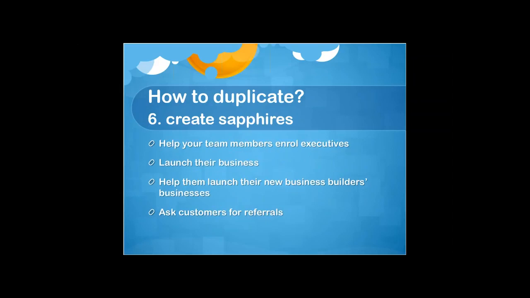So what you want to do is become a Sapphire yourself and create Sapphires. So help your team members to enroll executives. So rather than just enrolling, moving on to the next one, enrolling, moving on to the next one, enrolling, if you're using the duplication system and you're tapping people into the system, then they are going to start enrolling quickly.